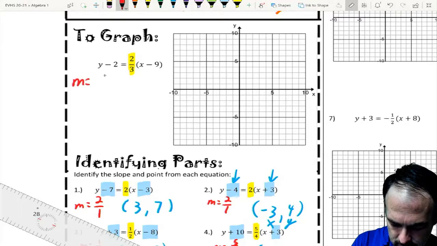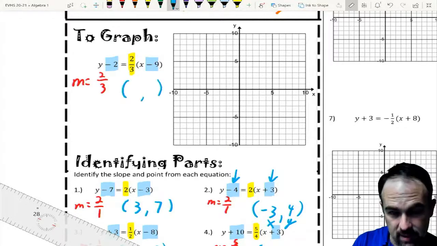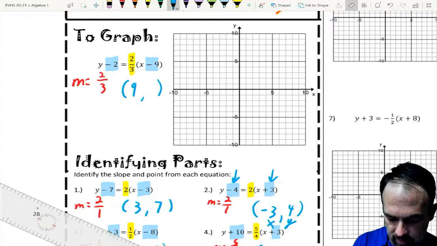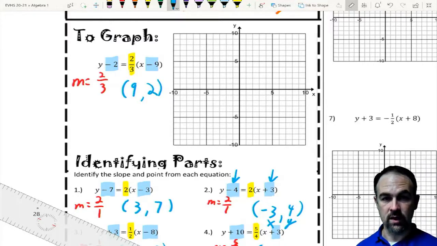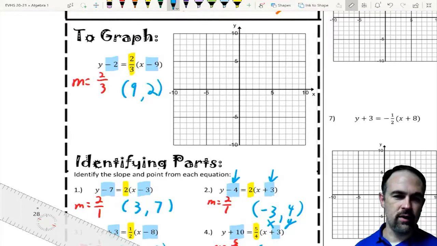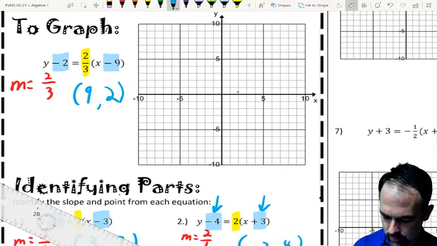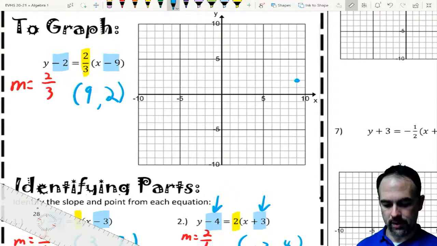Here, slope is 2/3. The point comes from the -9 and the -2. And again, we're going to swap the signs. X first becomes +9. Y second becomes +2. Now, what do you do with these two? Well, instead of having a y-intercept, we have a point to start on. So we're going to jump over here to 9, 2. So 1, 2, 3, 4, 5, 6, 7, 8, 9, +2. And we're going to graph that point.